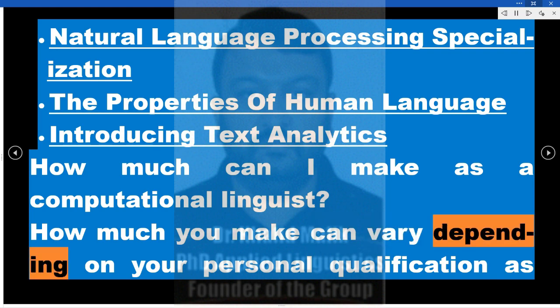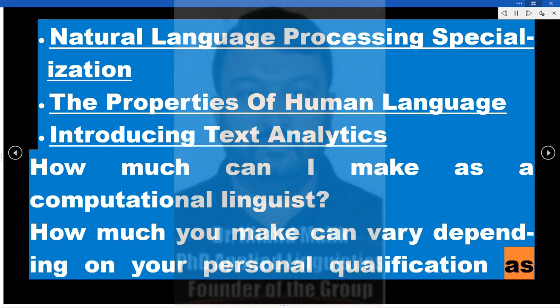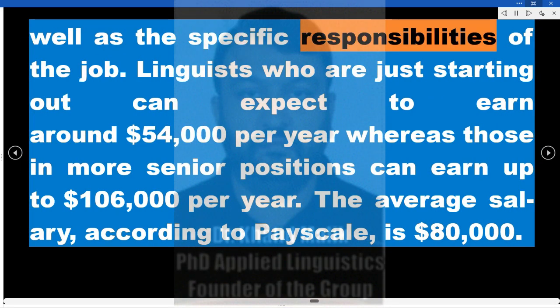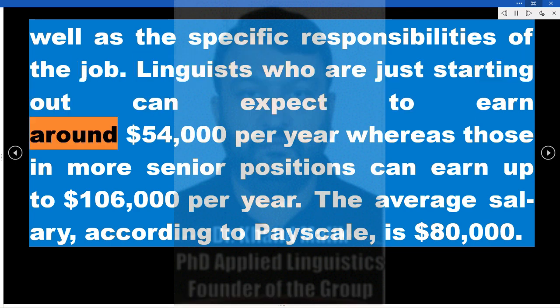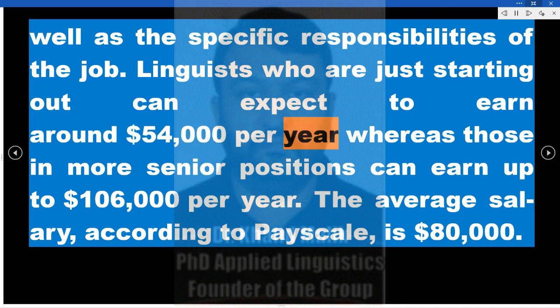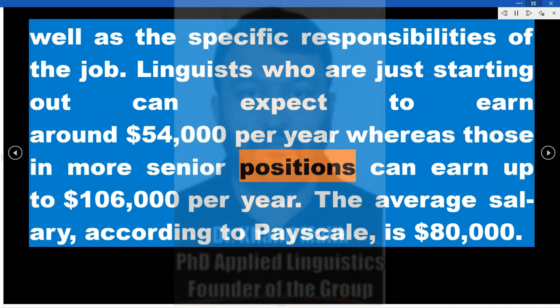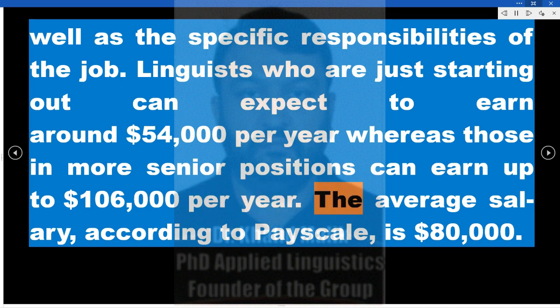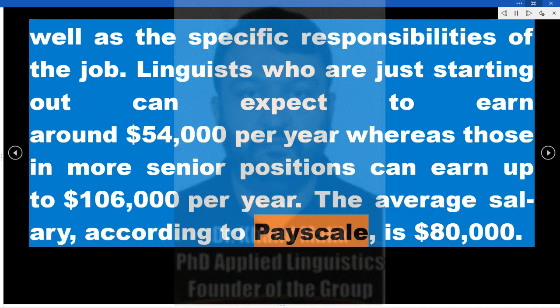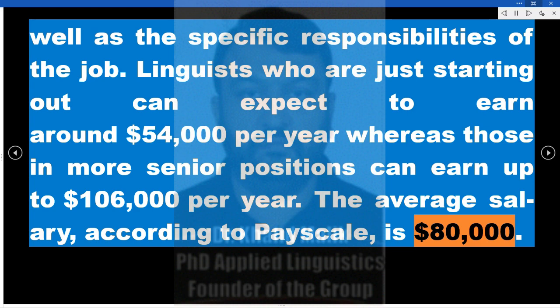How much can I make as a computational linguist? How much you make can vary depending on your personal qualification as well as the specific responsibilities of the job. Linguists who are just starting out can expect to earn around $54,000 per year, whereas those in more senior positions can earn up to $106,000 per year. The average salary, according to pay scale, is $80,000.